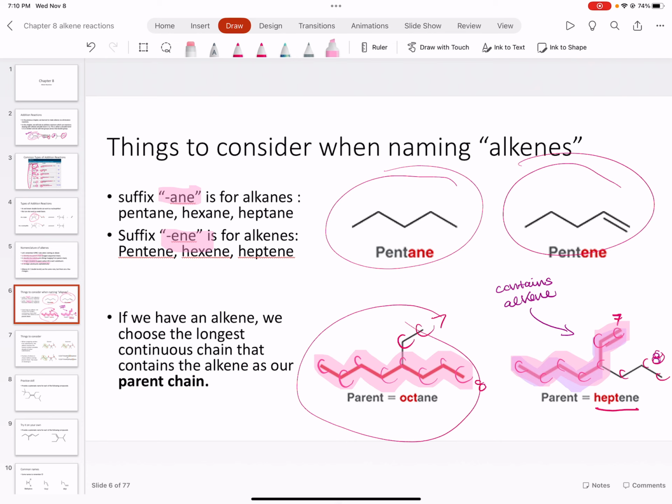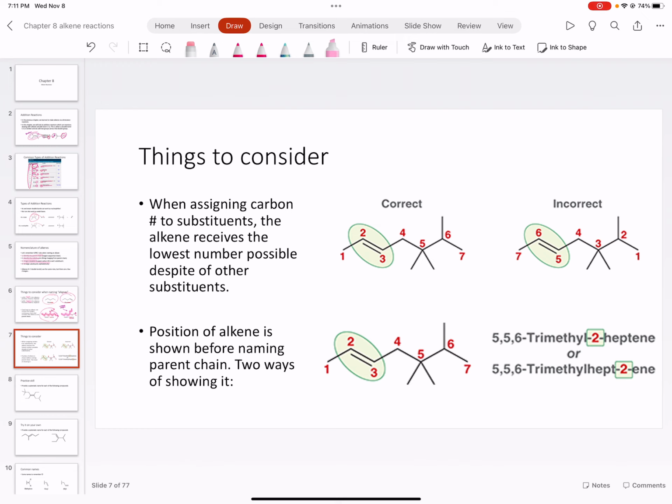That same knowledge goes if we have a carbon-carbon triple bond, for example. We will prefer the longest chain that contains that triple bond over one that's double bonded, or over one that is just single bonded. So there's more things to consider. When assigning carbon numbers to the substituents, the alkene receives the lowest possible number no matter the other substituents.